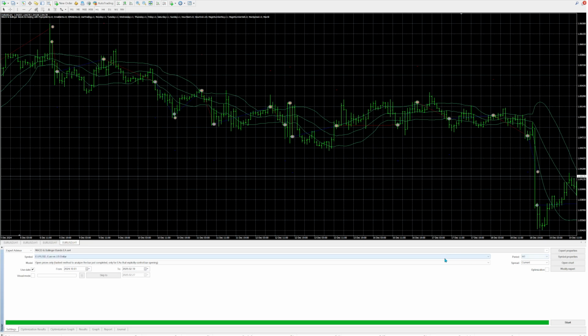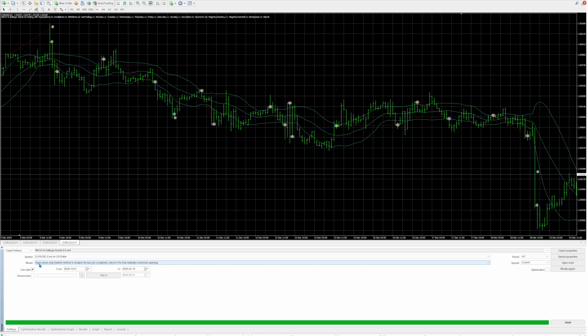Okay, that being said, you can use any currency pair and time frame that you wish. You can also use it on other instruments such as stocks, commodities, cryptos, depending on what your broker offers. For the testing model, I've chosen open prices only. We can use open prices only as that's what the EA uses for calculating the indicators.